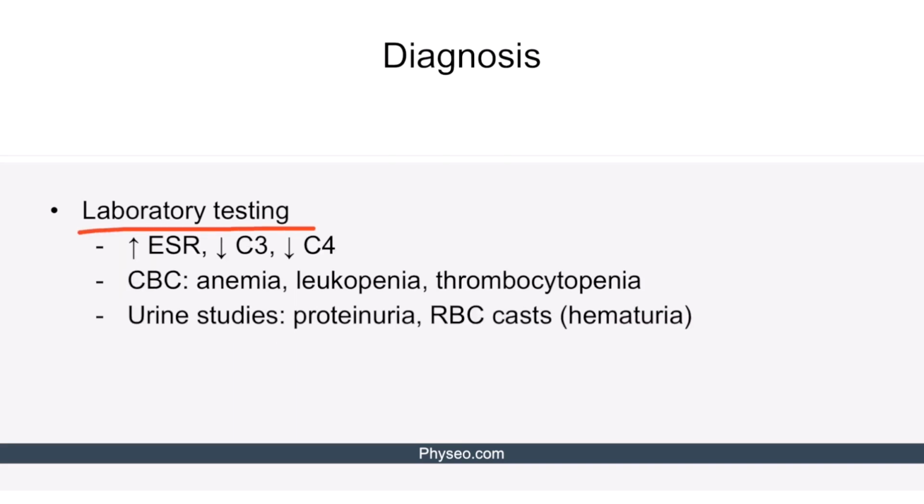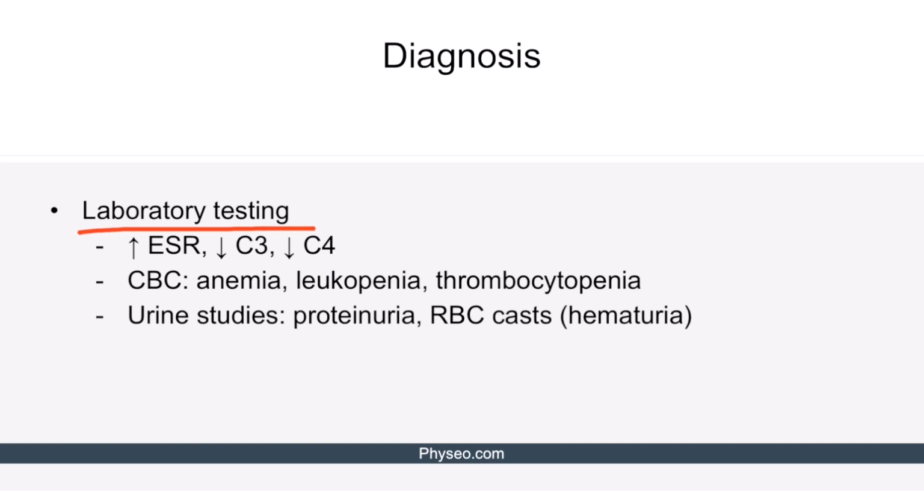Erythrocyte sedimentation rate is typically elevated in patients with SLE. The complement levels of C3 and C4 may be decreased. Complete blood count typically shows anemia, leukopenia, and thrombocytopenia. Proteinuria of more than 0.5 grams per day may be seen in the context of nephrotic syndrome, and red blood cell casts or hematuria can be detected in the context of nephritic syndrome.